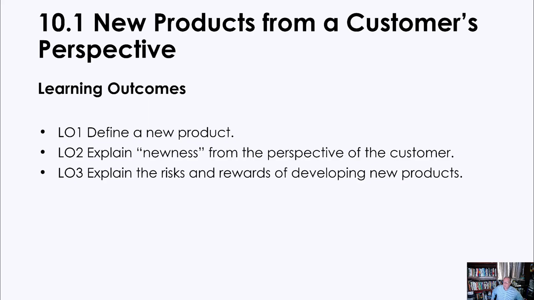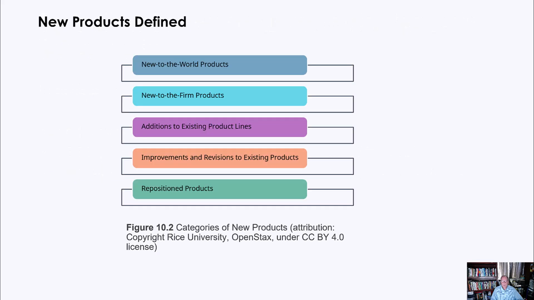So let's think about new products. We build what customers want. We satisfy customers' wants, needs, and desires. And so new products aren't what the company wants. New products are what the customers want. And so there's a variety of different categories of new products. We have new products that are brand new to the world, that have never been manufactured before.